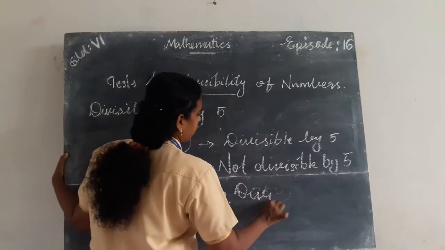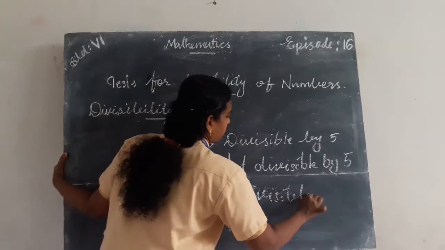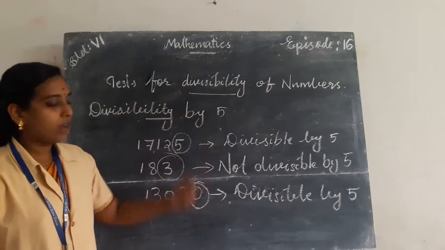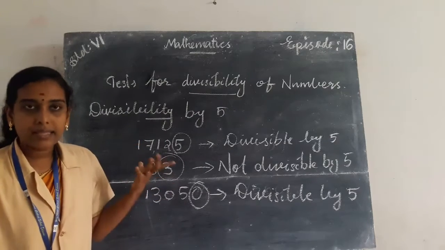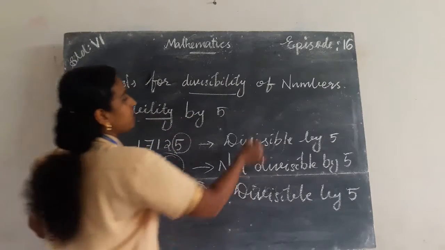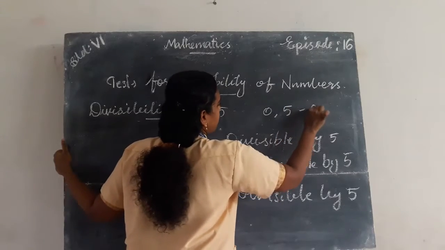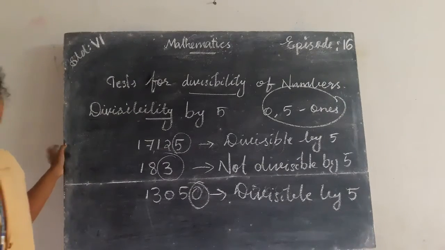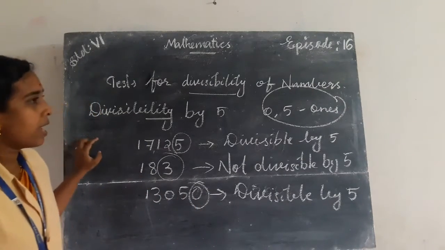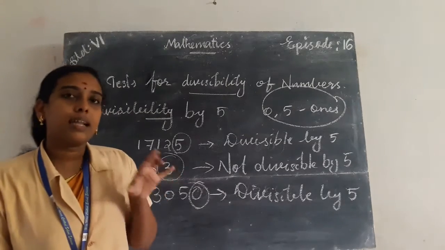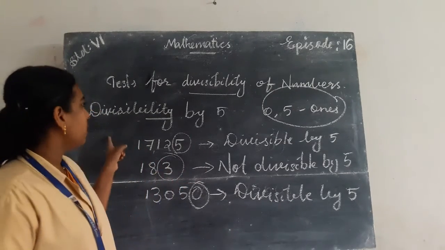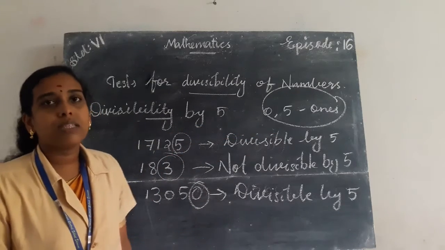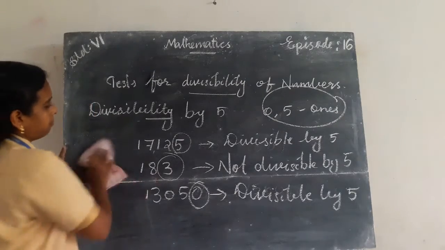So to check the divisibility of a number by 5, the rule is a number which has 0 or 5 in its ones place is divisible by 5. To check the divisibility of a number by 10, the number has 0 in its ones place, then the number is divisible by 10. And if a number has 0 or 5 in its ones place, that number is divisible by 5.